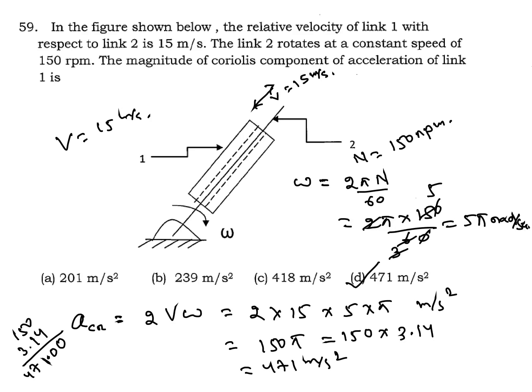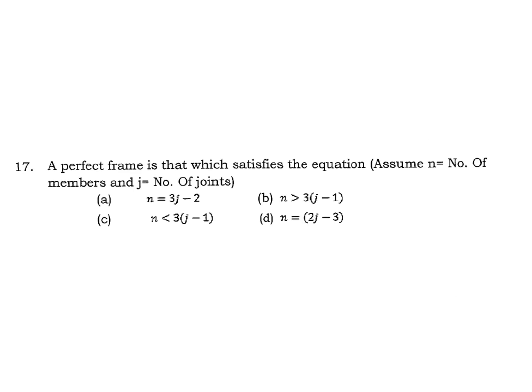You can save time. A perfect frame is that which satisfies the equation. Assume n equal to number of members and j equal to number of joints. This one already discussed. n equal to 2j minus 3. D is our answer for perfect frame. This one also asked in GATE 2014 paper. This is also called a statically determinate structure or frame.